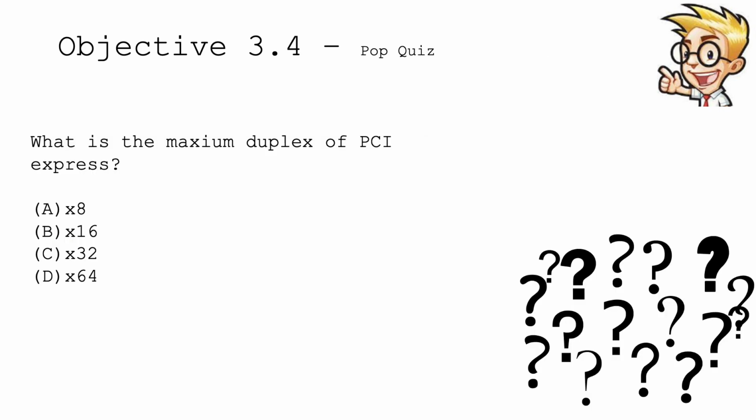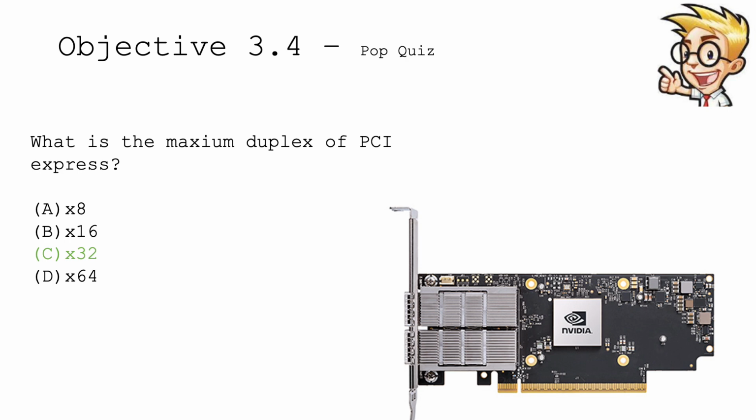Okay, we're at the end of the objective. Here's a pop quiz. What is the maximum duplex of PCI Express? A, x8, B, x16, C, x32, or D, x64? The highest duplex that you can have is x32. We only see this on very high-end devices, maybe like a graphics card, where there needs to be a ton of communication between the motherboard to produce graphics on the display.